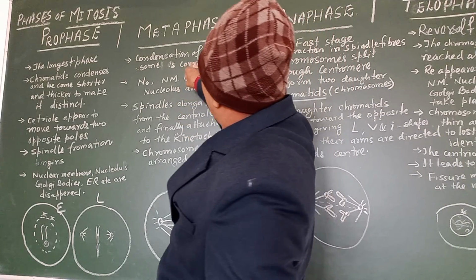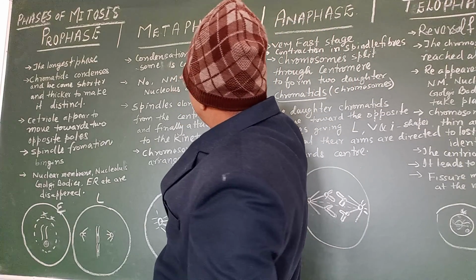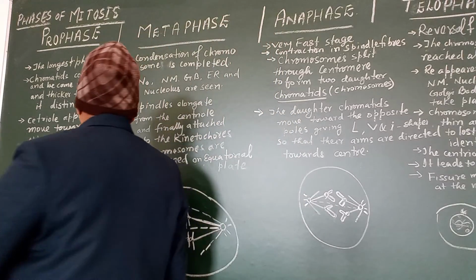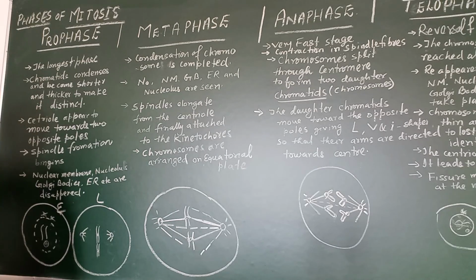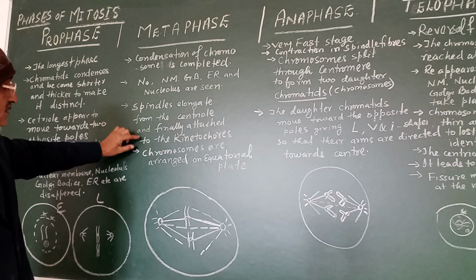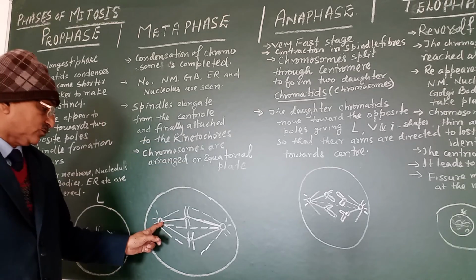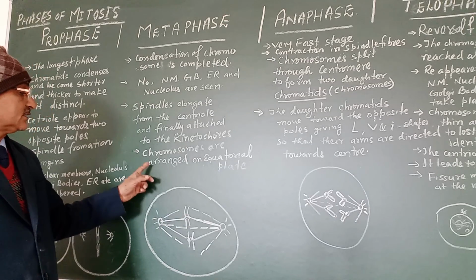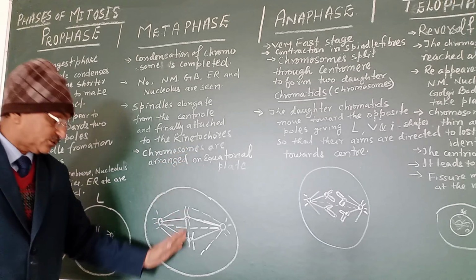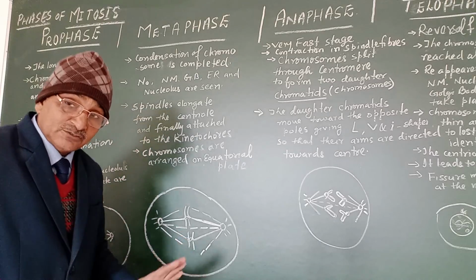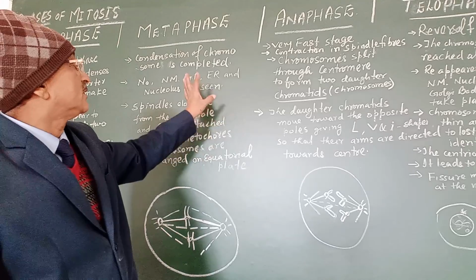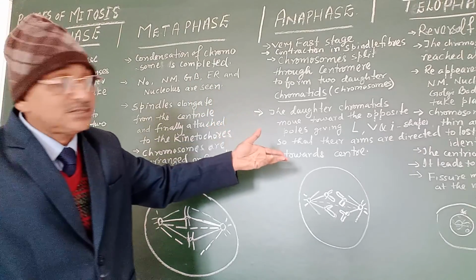So here condensation of chromosomes is completed. No nuclear membrane, nucleolus, or endoplasmic reticulum are seen. The spindle elongates from the centrioles and finally attaches to the kinetochore. Here the kinetochore is the part of the centromere where the spindle attaches, and chromosomes are arranged on the equatorial plane. The metaphase passes. That's one.